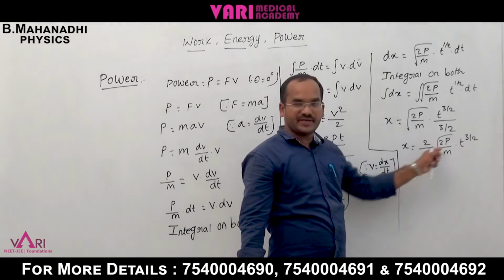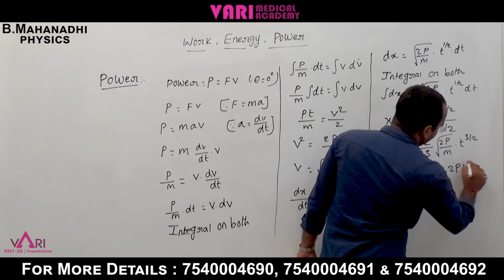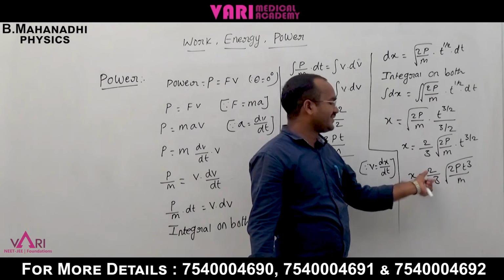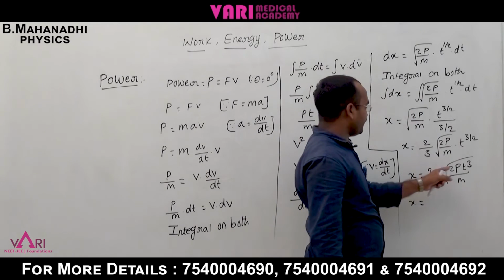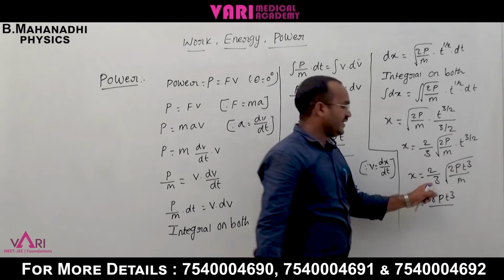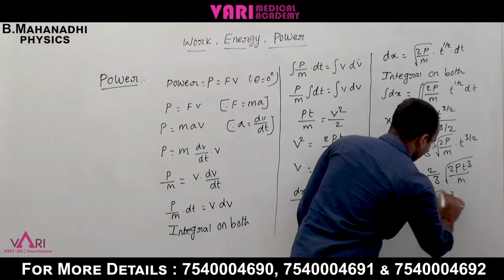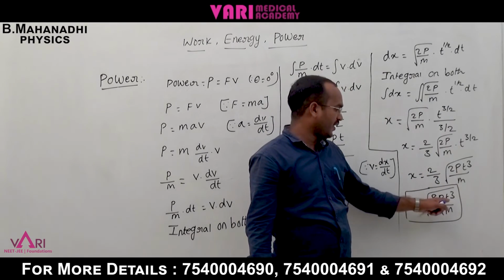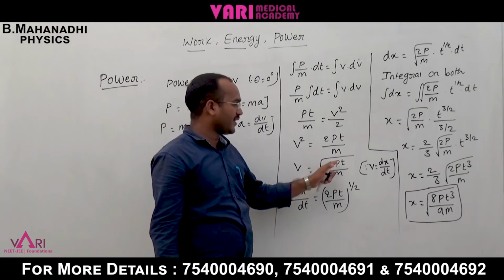Now t power 3 by 2 goes inside, so x is equal to 2 by 3 into root of 2p t power 3 by m. Now this 2 by 3 goes inside the root: 2 twos are 4, 4 twos are 8, so x is equal to root of 8p t cube by 9m. These are the relations of distance and power with time. And these are the relations of velocity and power with time.